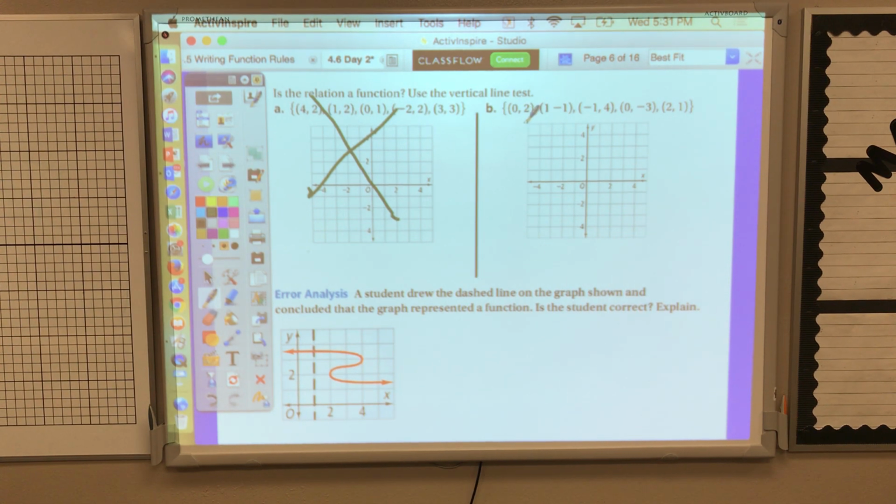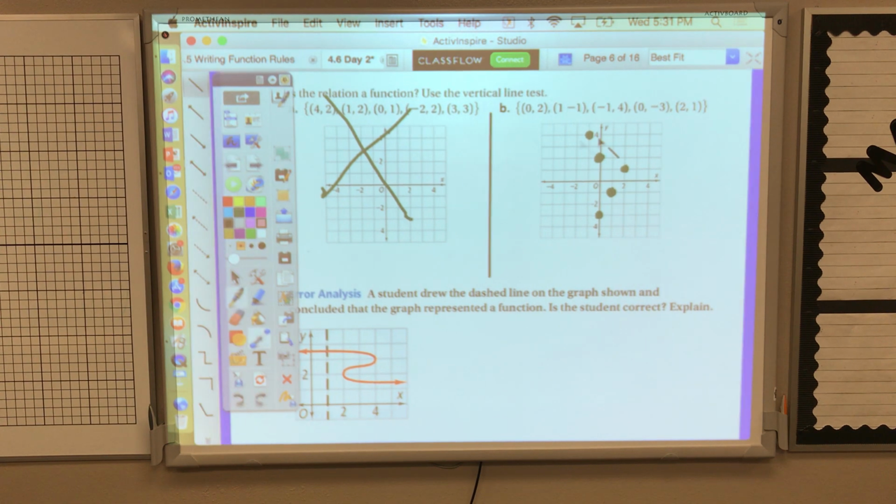Start by graphing the ordered pairs. So at 0, we have a dot at 2. At 1, we have a dot at -1. At -1, we have a dot up at 4. At 0, we have a dot at -3. And at 2, I have a dot at 1. So I'm again going to draw in those vertical lines.